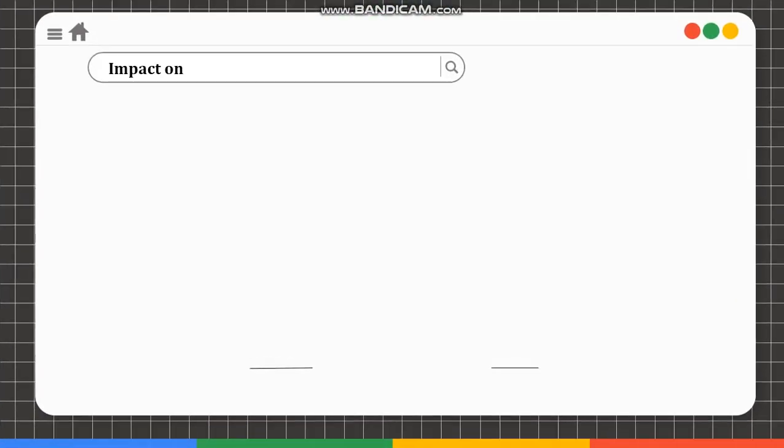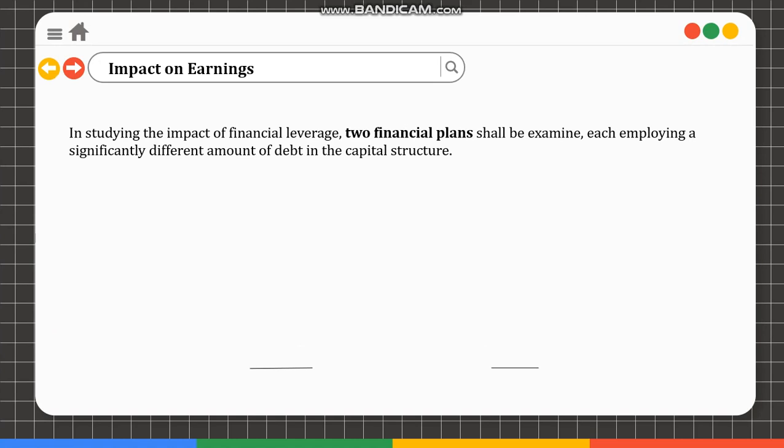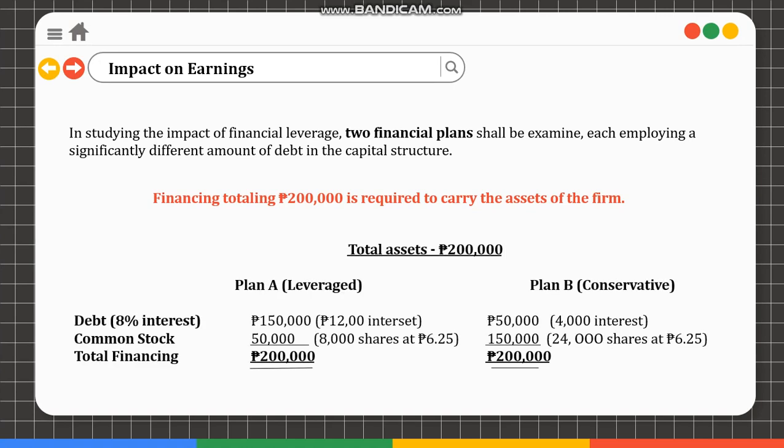So let us now proceed to the impact on earnings. In studying the impact of financial leverage, two financial plans shall be examined, each employing a significantly different amount of debt in the capital structure. Financing totaling 200,000 is required to carry the assets of the firm. Plan A is leveraged because in order to have the 200,000, 75% of its funds will be through debt financing, and the remaining 25% will be through equity financing, while Plan B is going to get 25% from debt and 75% from equity.